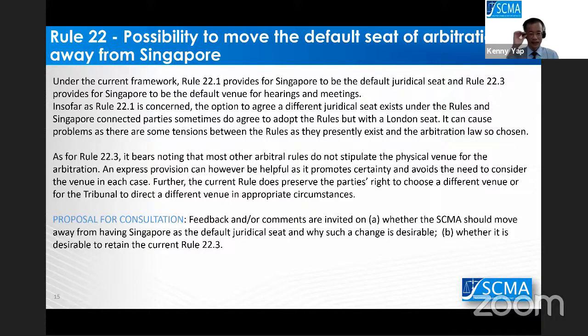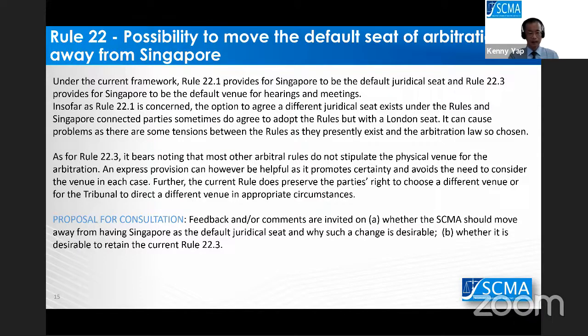Okay, Rule 22 is a sensitive one, and it concerns the possibility to move the default seat of arbitration away from Singapore. Currently, the rule deals with the juridical seat of arbitration and the physical venue or place of hearing for the arbitration. Under the current framework, Rule 22.1 provides for Singapore to be the default seat, and also the default venue for holding physical hearings and meetings. Insofar as the seat of arbitration is concerned, the option to agree a different jurisdiction, a different seat, exists under the rules as they are.